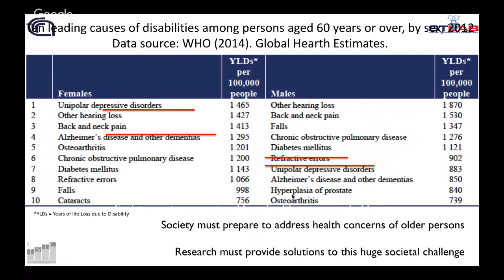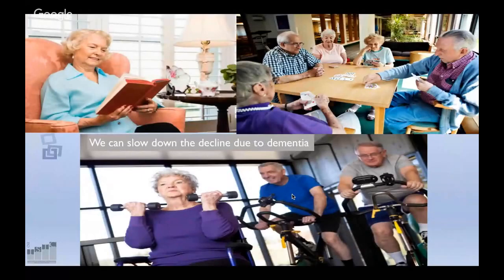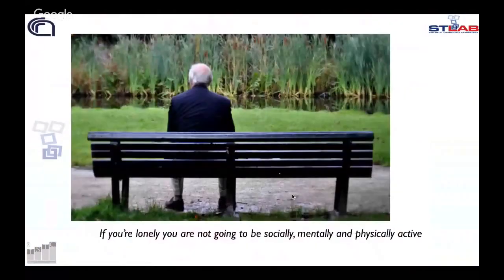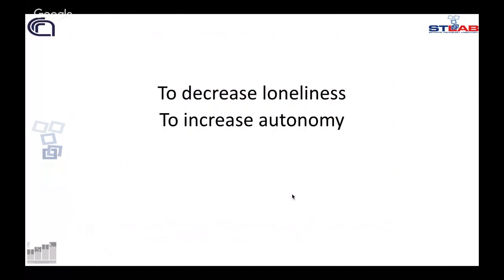which is the health concerns of older persons, because on one end we have an increase of life expectancy, and on the other end this goes along with some of the typical problems that people over 60 years old have, for example depression and various forms of dementia. And the point is that there are studies that tell us that we can actually slow down the decline due to dementia. But in order to do this, you have to be mentally, physically and socially active. But when a person is diagnosed with dementia, usually he or she feels embarrassed, and so tends towards self-isolation, which means that if you're lonely, it's very unlikely that you're going to be socially, mentally, and physically active.